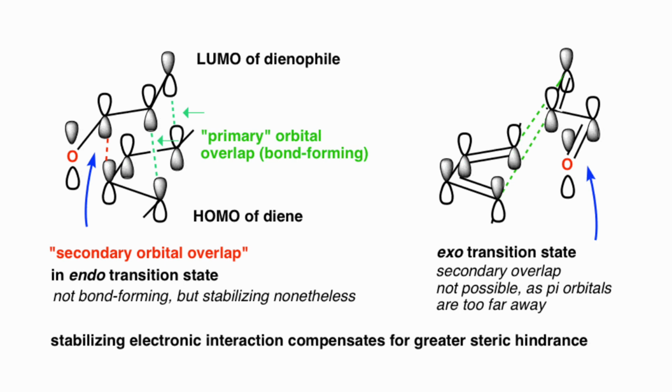And we always get the endo product because this interaction that we're seeing, the secondary orbital overlap, is so stabilizing that it favors this transition state. It's a lower energy transition state, and so this is the one that we see. We don't see the exo transition state, therefore we don't get the exo product. The major product in these reactions is the endo product.